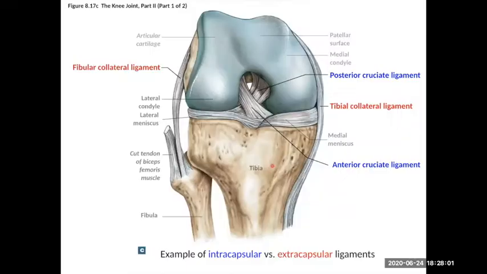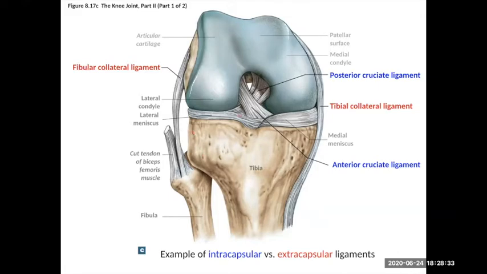So when I talked about the extra and internal capsular ligaments on the lateral and medial side, you have these fibular and tibial collateral ligaments, otherwise known as your lateral and medial collateral ligaments, that are connecting the femur with the fibula or the tibia. Right? So these are dense, regular connective tissue connecting those two bones.